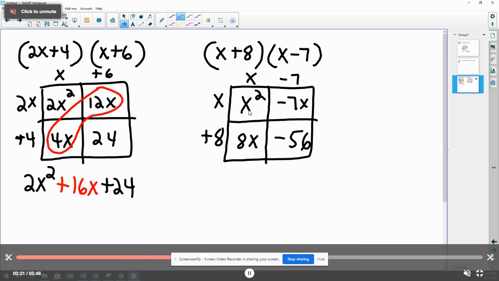Our first term will stay the same. These two terms on the diagonal will combine. I have 8 minus 7 is 1. Okay, and it's positive 1 because the 8's bigger. If it was negative 8 and positive 7, then it'd be negative 1. And then minus 56 gets tacked on the end. And this would be the answer you can put into IXL. This guy right here.